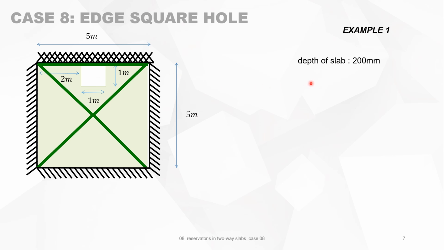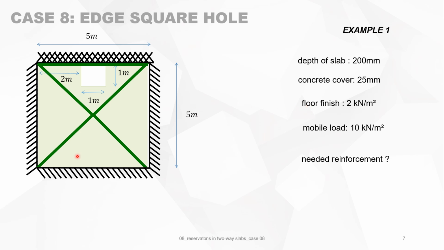The depth of the slab is 200 millimeters, the concrete cover 25, the floor finish is 2 kilonewton per square meter, and a mobile load is 10 kilonewton per square meter. Now, what is the reinforcement needed in this slab? We calculate the load in ultimate limit state, which is, of course, 1.35 times the permanent loads plus 1.5 times the mobile load, and it gives you 24.45 kilonewton per square meter.